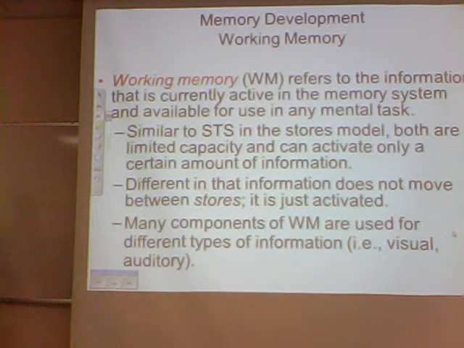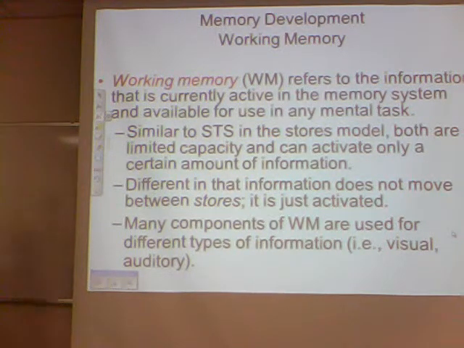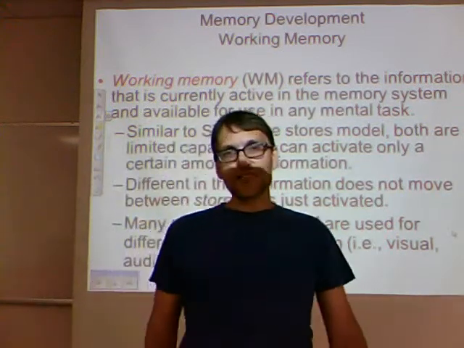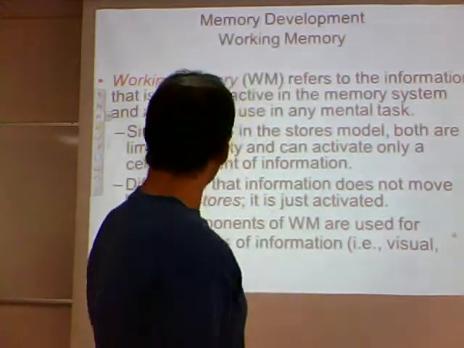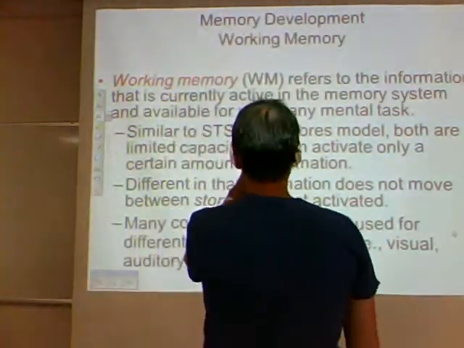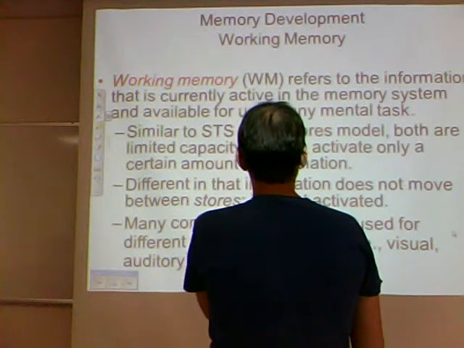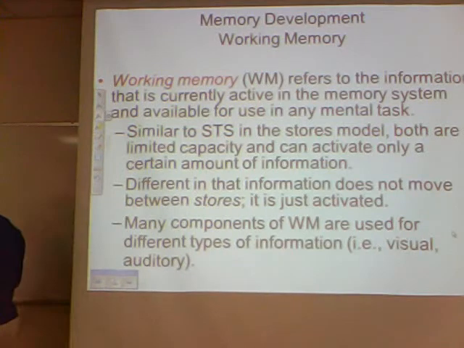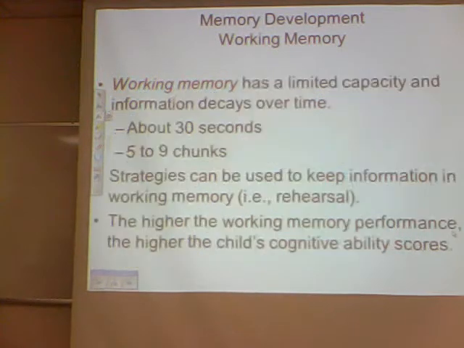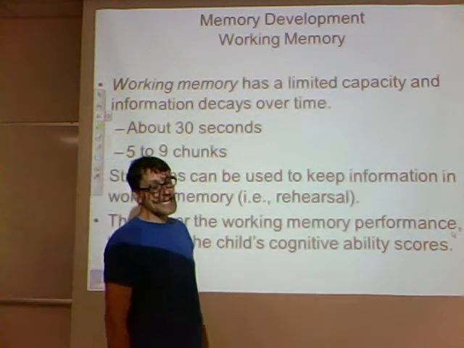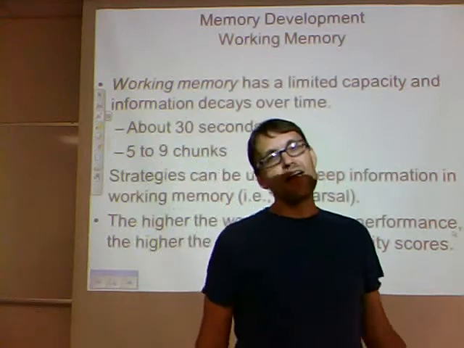Working memory, as we sort of hinted already, is information that is currently active in the mental system and available at the moment. I mean, this is the stuff that is actually useful, right? The stuff that you can actually do something with. Similar to the short-term store in the stores model. I don't necessarily see a difference between them, never have. Working memory has a limited capacity and it decays pretty rapidly, about 30 seconds.